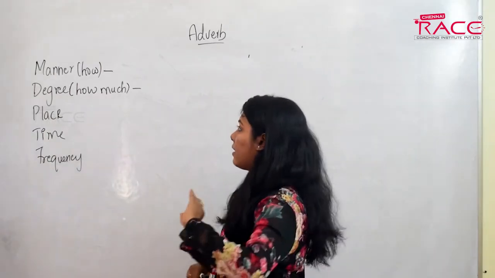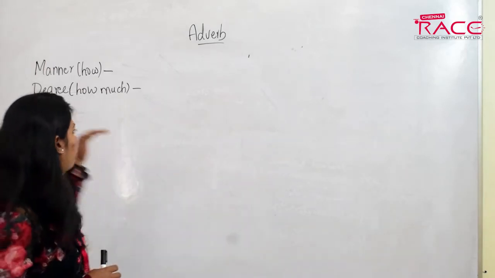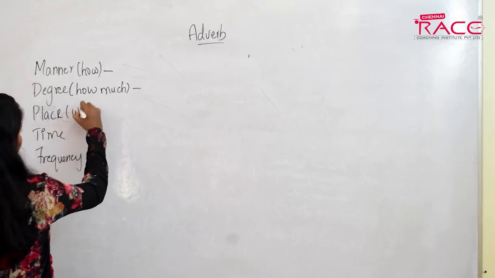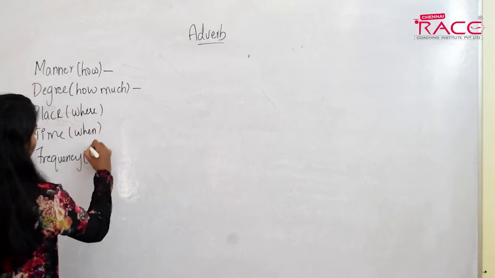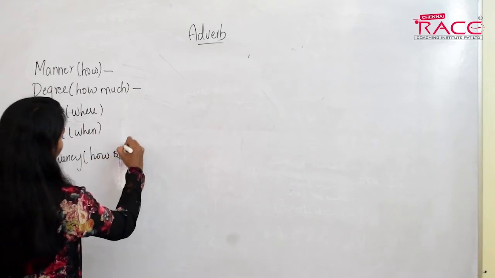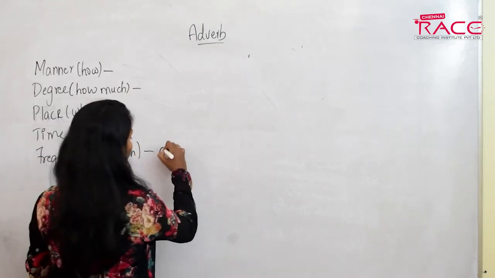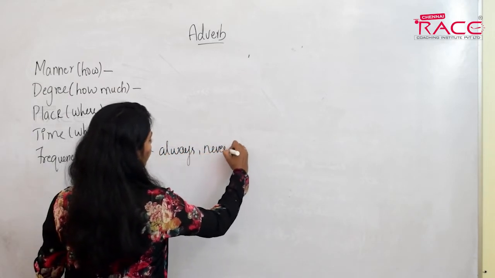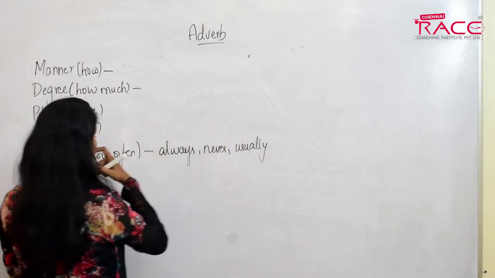So we have 5 types of adverbs. They are manner, degree, place. Place denotes where. Time denotes when, and frequency denotes how often. For frequency we can say always, never, usually. Okay, these are the frequency.